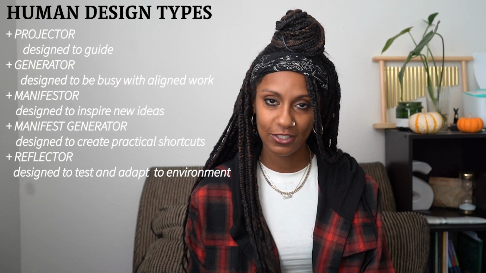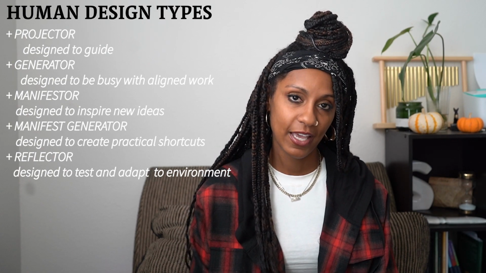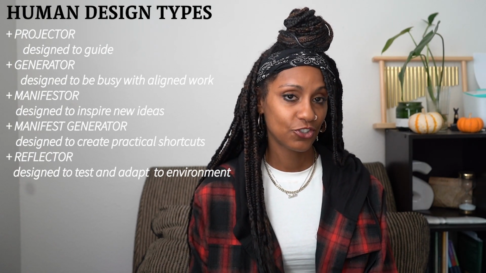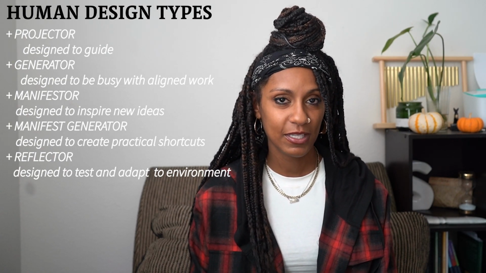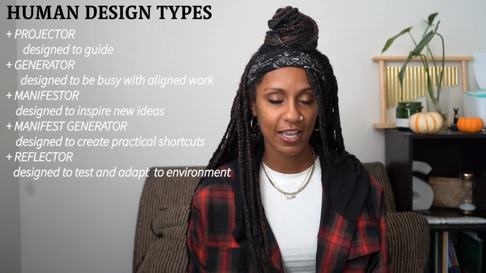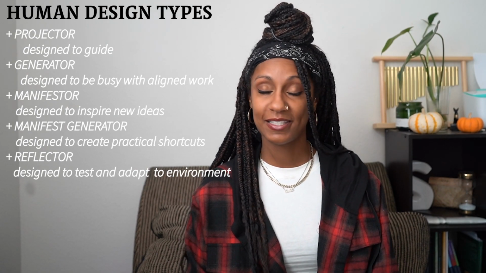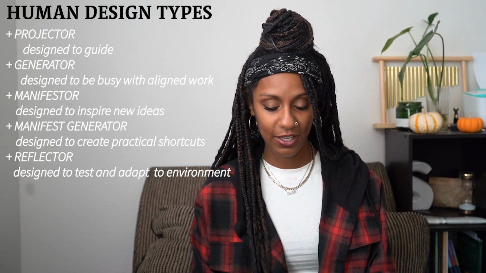So there are 5 different types, and I'm interested to see which ones you resonate with. So drop a comment below. The first one I'm going to talk about is projector, which is the guide with the captivating aura. And then there's generator, which are the busy bees of humanity. They're designed to be busy with aligned work, and they have an energetic aura.